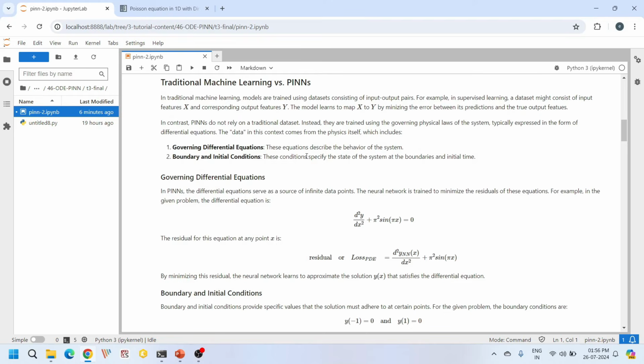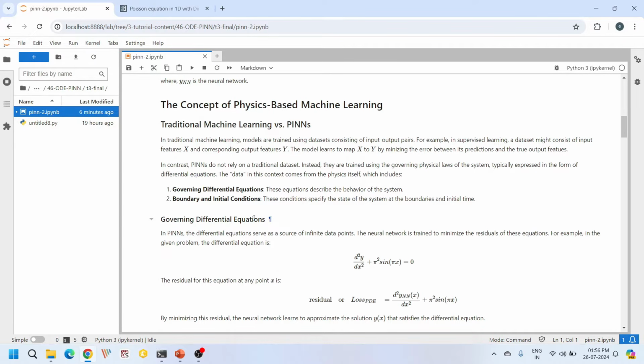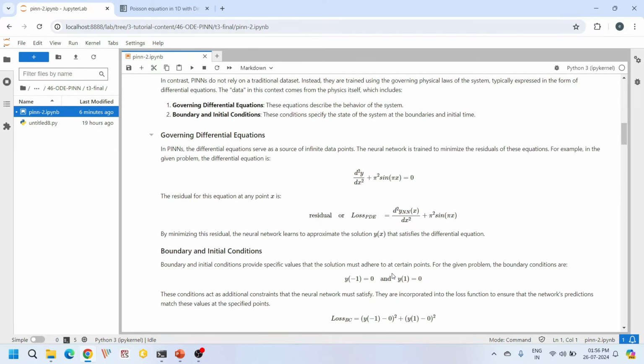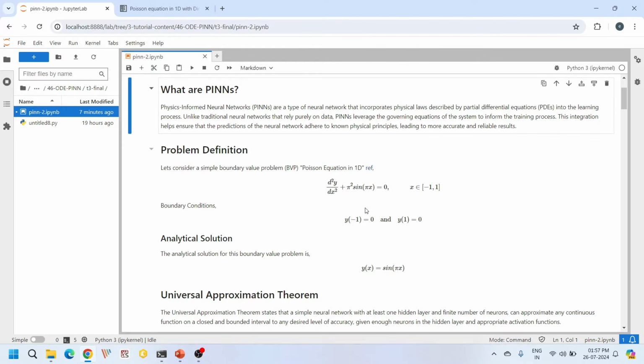But in PINNs, we do not have any traditional data set. Instead, they are trained using the governing physical laws of the system, typically expressed in the form of governing differential equations and boundary conditions. The data in PINNs comes from the physics itself, which includes the governing differential equation and the boundary conditions. In this video, we will walk through the entire process step by step in detail.